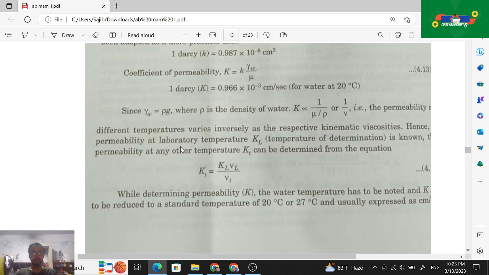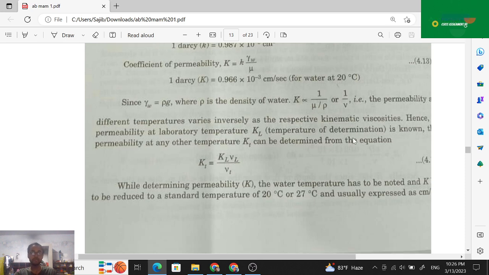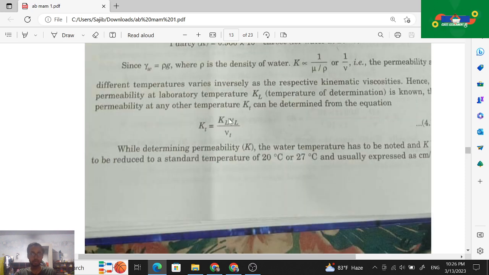The permeability at different temperatures varies inversely as the respective kinematic viscosities, and hence the permeability at the laboratory temperature KL, the temperature of determination, is known. The permeability at any other temperature KT can be determined from the equation: KT equals KL times VL by VT.